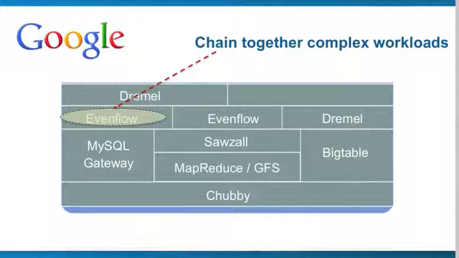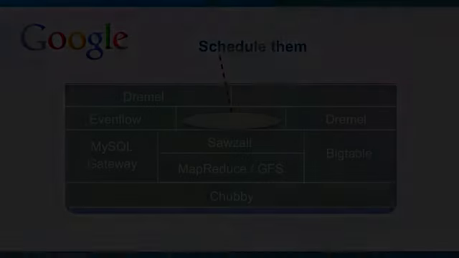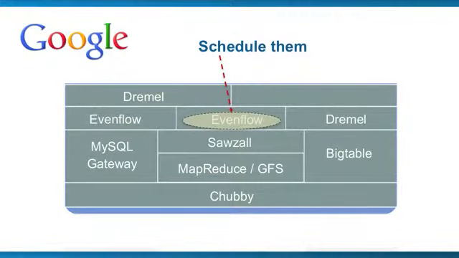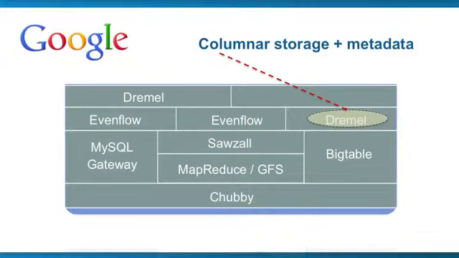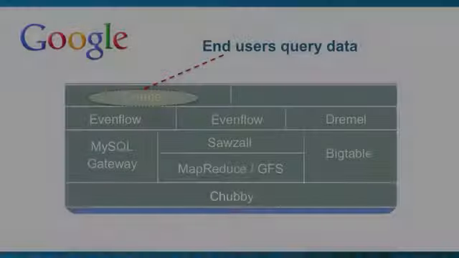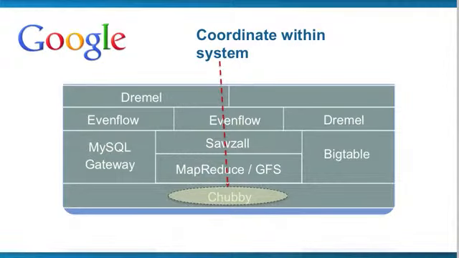Evenflow allows them to chain together complex workloads and coordinate events and services. And then they created Dremel, which is a columnar storage and metadata manager, and allows their end users to query data as well. The last tool is Chubby, which is a coordination system to manage all of these products for one ecosystem.